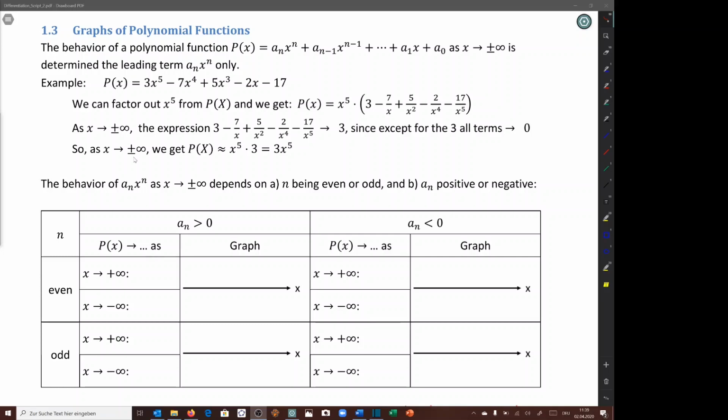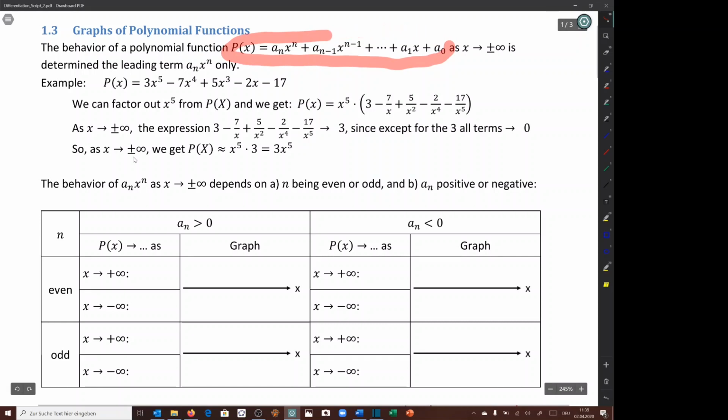In this chapter, we're going to look at the graphs of polynomial functions and especially at their behavior for x going towards plus and minus infinity and at zeros. Let us start with the behavior at infinity. The behavior of such a polynomial function at infinity is determined by the leading term a_n x to the power of n.